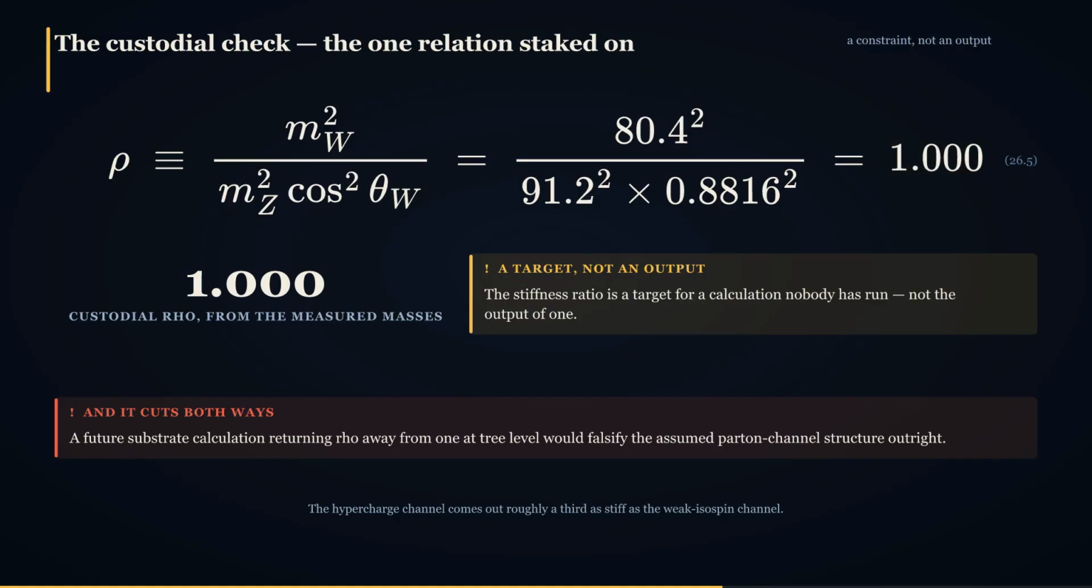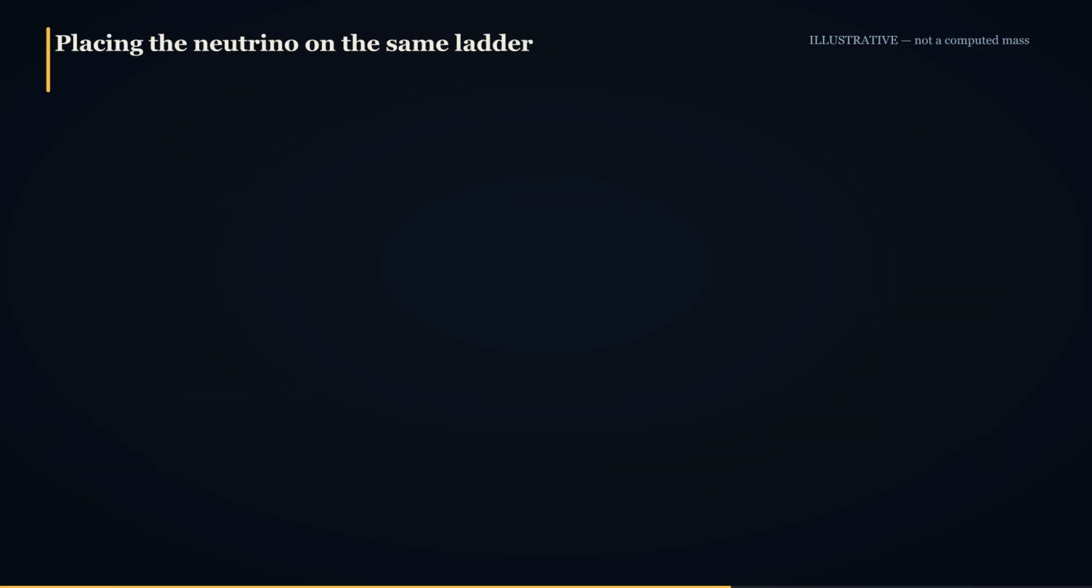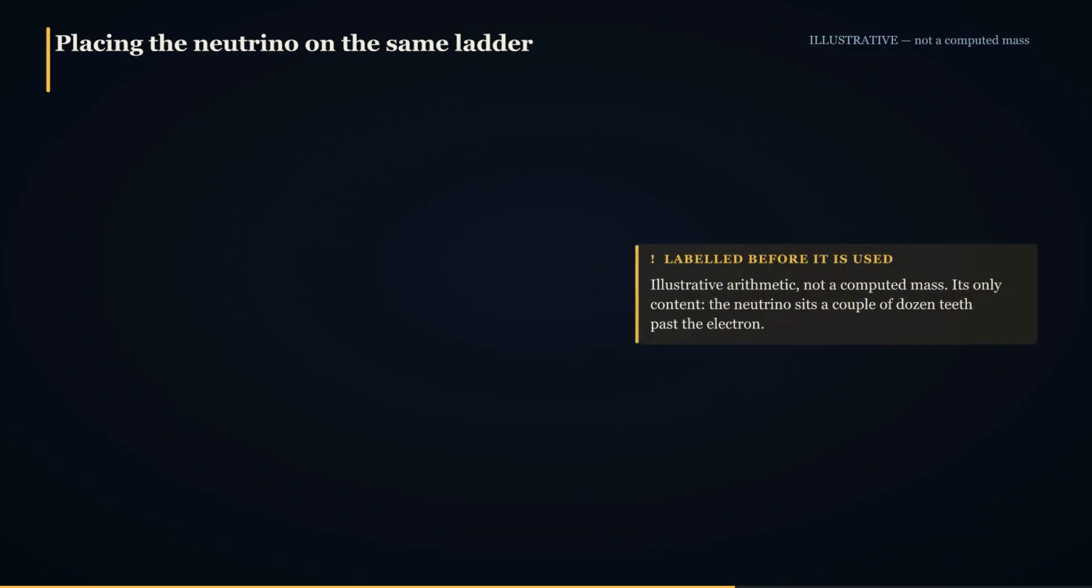And it cuts both ways. A future substrate calculation that returned rho away from 1 at tree level would falsify the assumed parton channel structure outright. One more piece of arithmetic, and it is the softest thing here, so I will label it before I do it. The same clockwork ladder can be asked to place the neutrino.